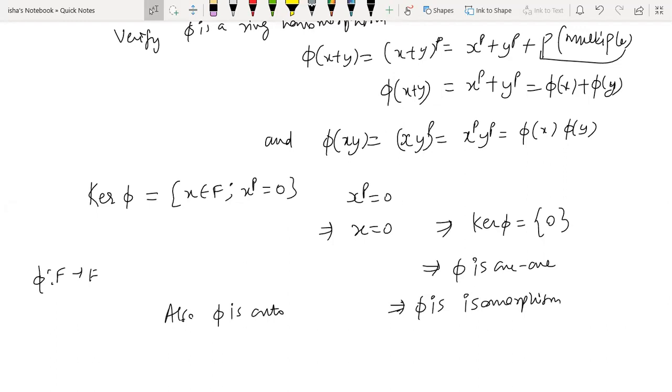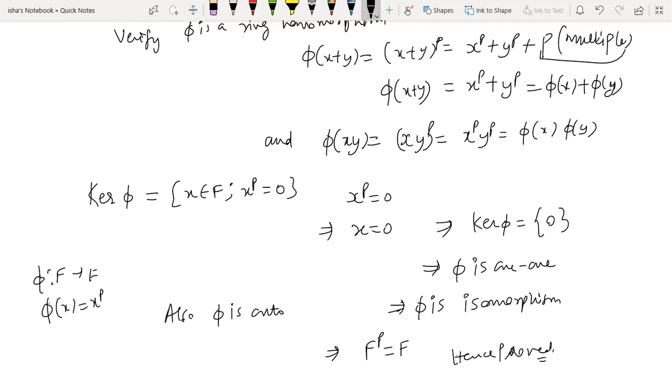So it's 1-1 as well as onto. It implies this is an isomorphism. It implies f raised to power p is f, because whatever element you are raising to power p, it is coming in the field. You take x and raise it to power p, then again it is in the field. So hence proof. So we wanted to prove that a finite field is perfect.